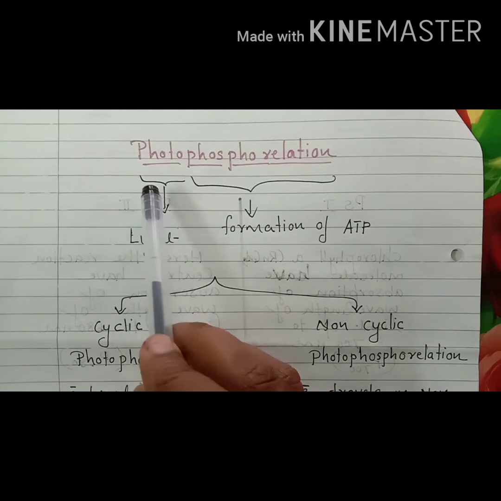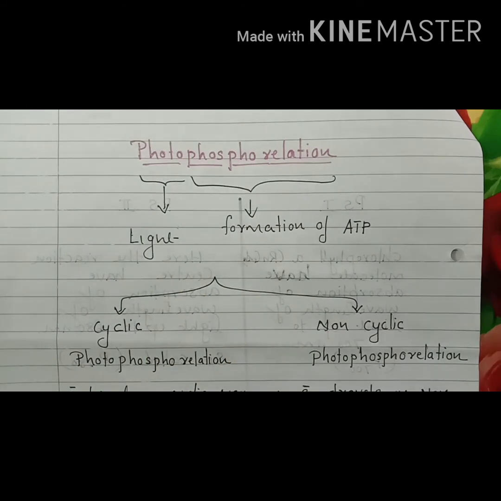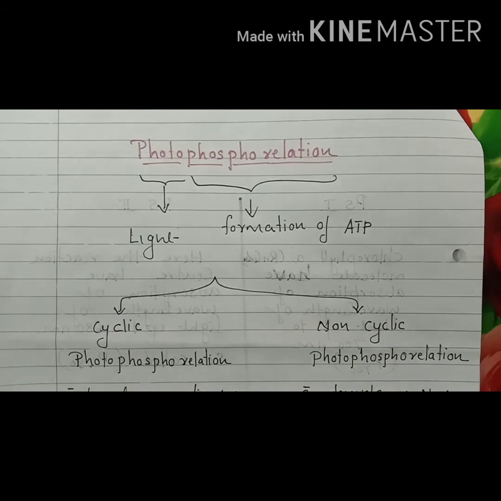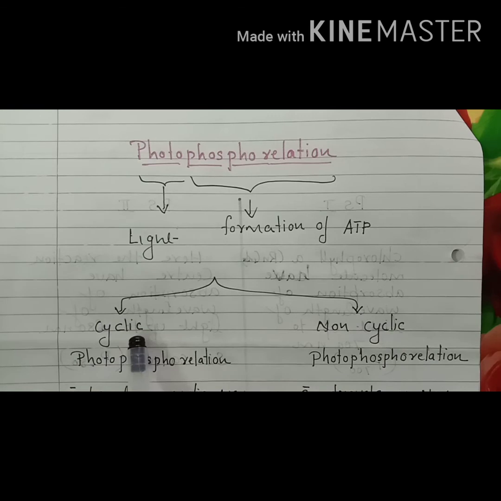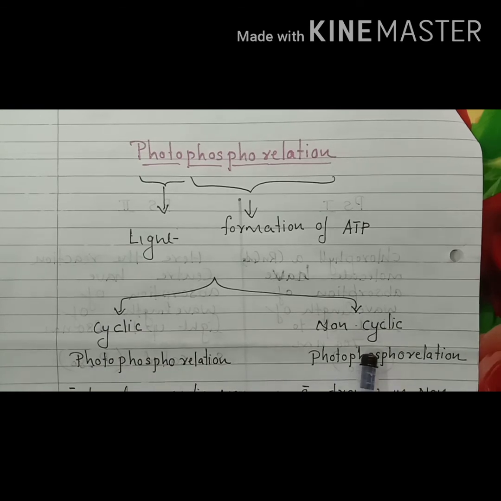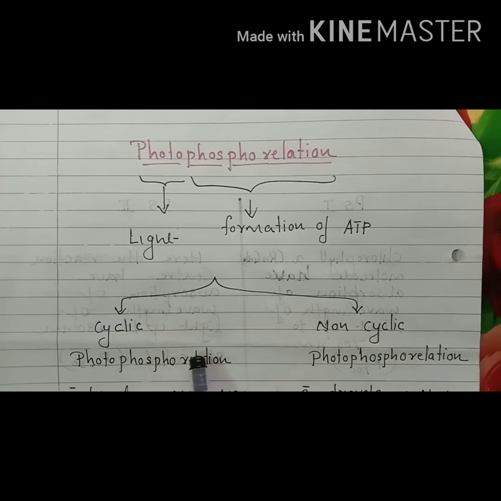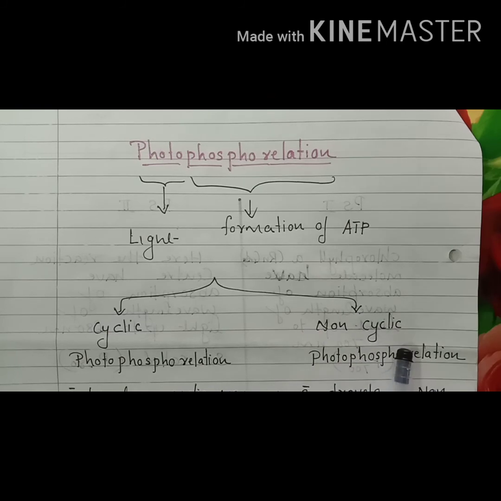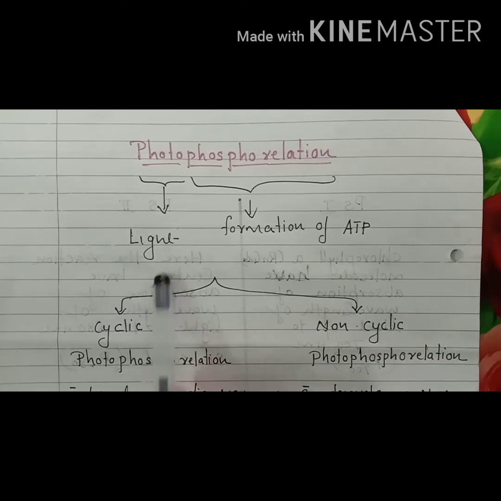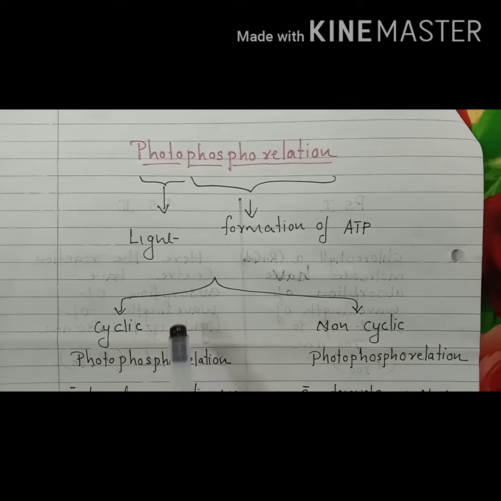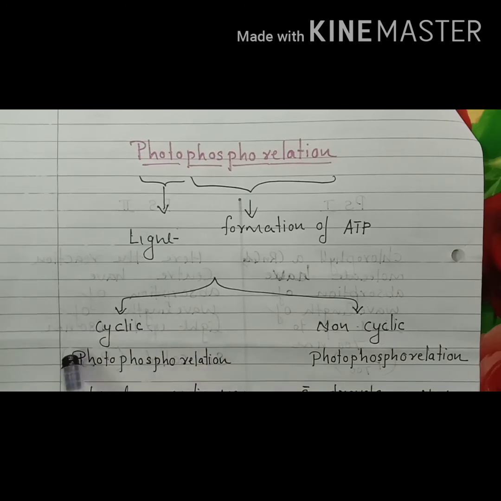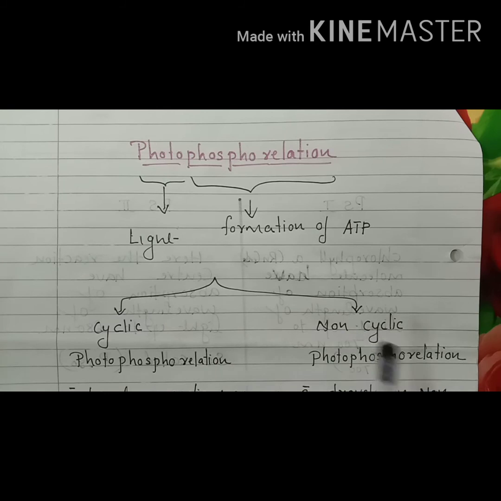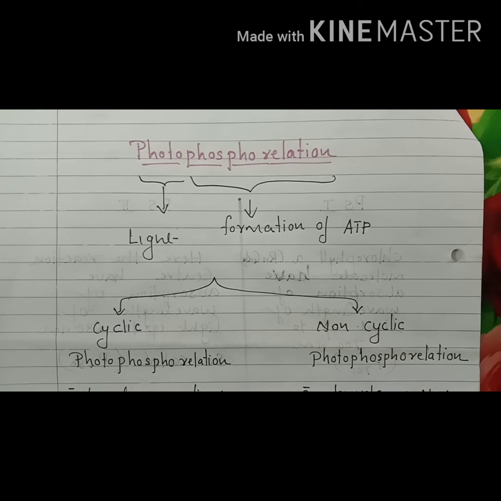So this is called photophosphorylation, and it is of two types. There are two ways photophosphorylation occurs: cyclic photophosphorylation and non-cyclic photophosphorylation. The word indicates that here the energy is formed in a cyclic manner, and here energy is formed in a non-cyclic manner. In both cases light is essential. Here the process occurs in a cyclic way, and here it occurs in a non-cyclic way. That is the difference.